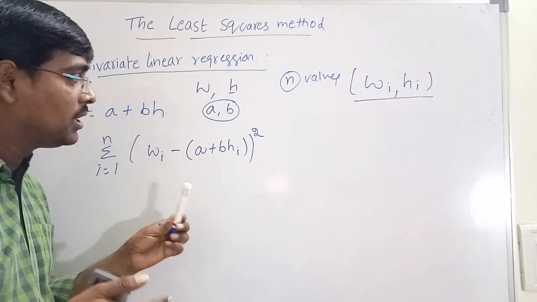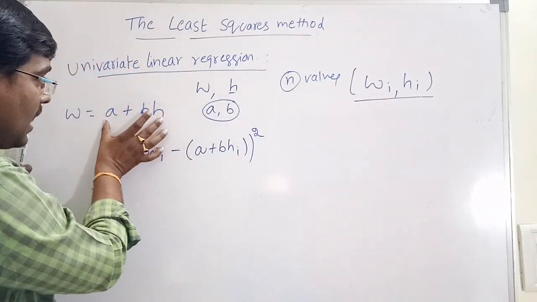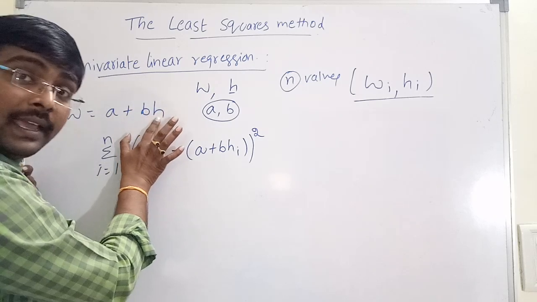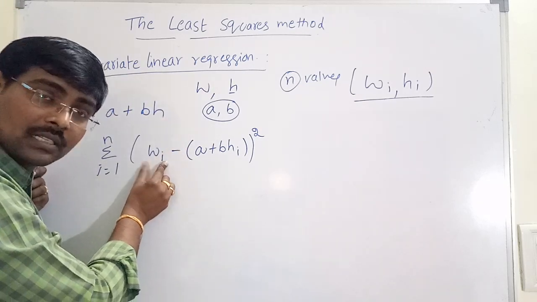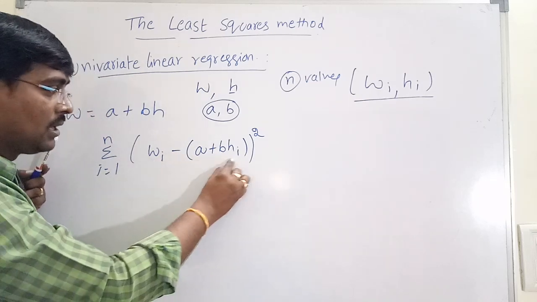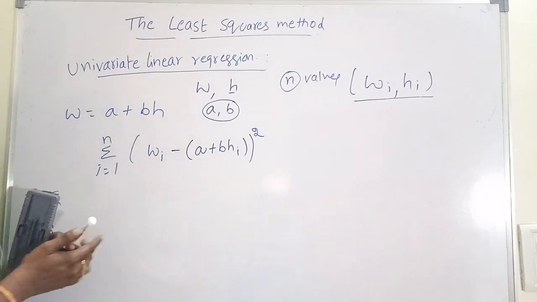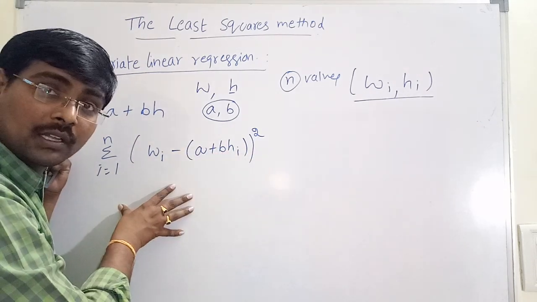Observe, the point is very simple. The original values are Wi. This is the calculated value by providing H as the input. So it is the original f of x minus f cap of x. So Wi minus this equation A plus B Hi, whole square. This sum is to be minimized.